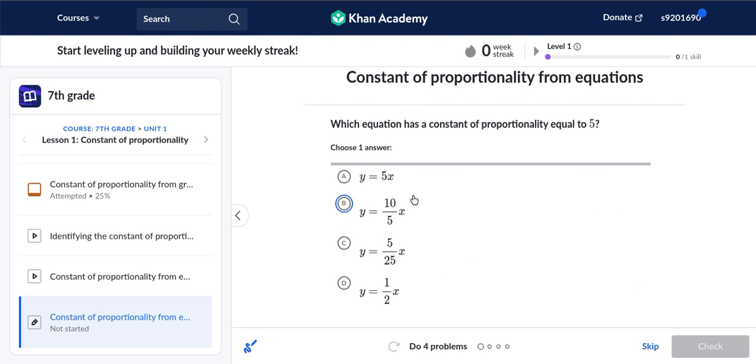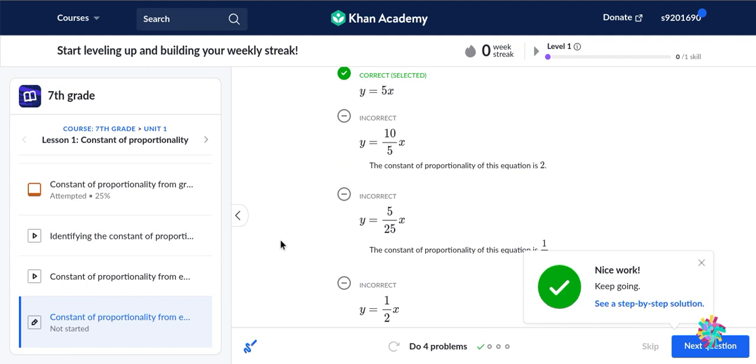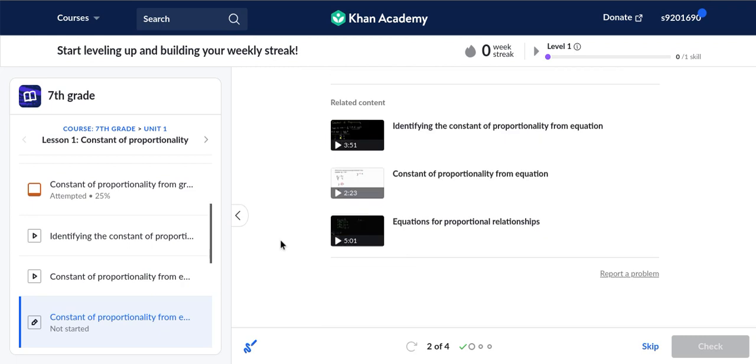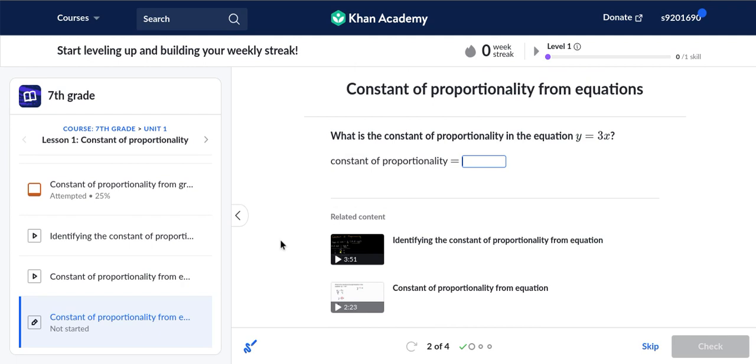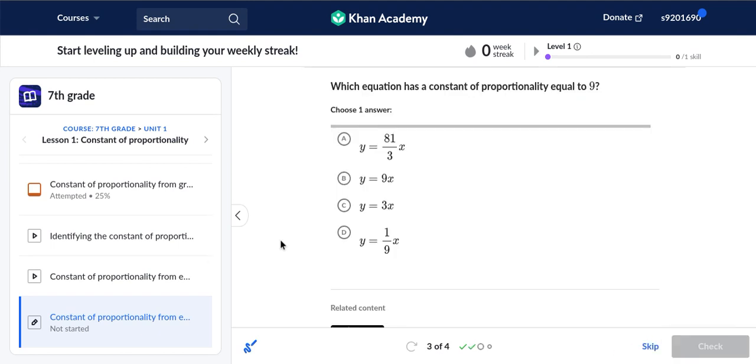So we're gonna go up to our first option, which is this. What is the constant of proportionality in the equation y equals 3x? So, y equals 3x. We don't know what our constant of proportionality is, but I'm guessing it's 3? Oh, it is 3. Okay, sure.